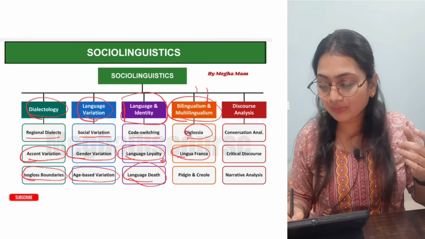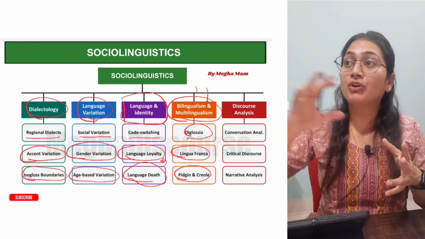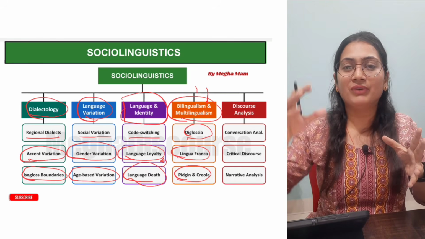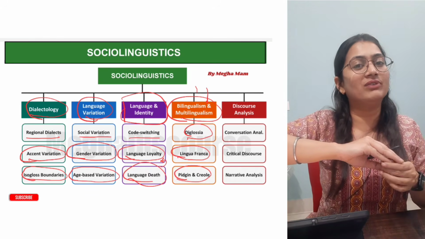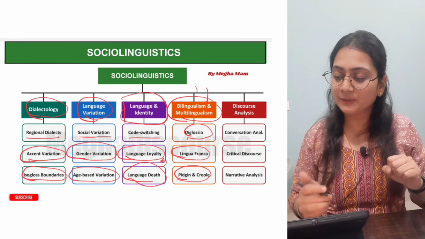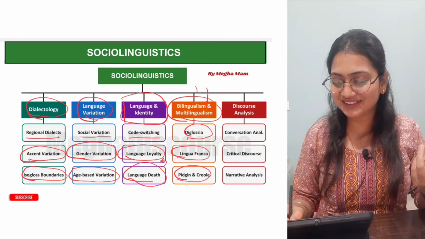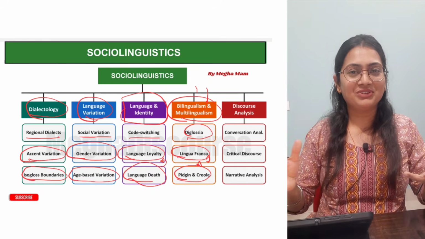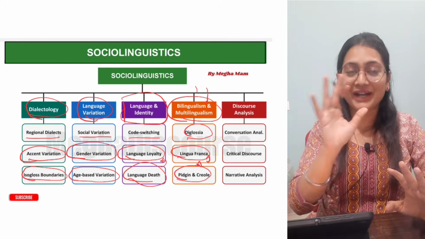Okay. Then we have Pidgin and Creole. Pidgin means the trade language, and Creole means when the Pidgin becomes their native language, that is called Creole. Okay. And this is important because these are your PYQs. Many times they ask about this. Okay, so I do not skip this one.